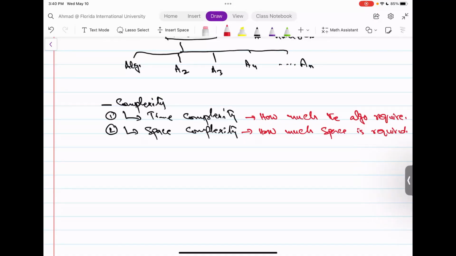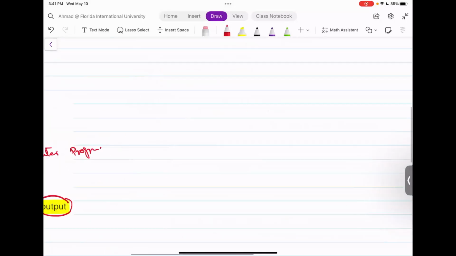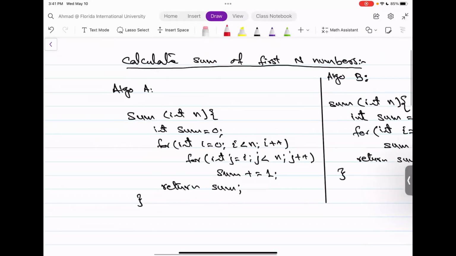Now, in the coming few minutes, we will understand in more detail what we mean by this complexity, and then we shall see how to compute the complexity of an algorithm. So I have taken a very simple example here. Let's say I want to write an algorithm to calculate the sum of the first n integers, or first n numbers. For example, first 10 numbers, first 5 numbers, first 7 numbers, whatever the number is.